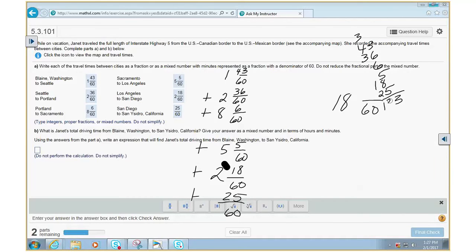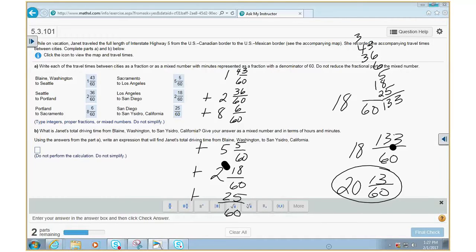That's right. 18 and 133 over 60. Well, 60 will go into 133 twice, and that'll leave 13. The 2 will go over to 18. 20 and 13 over 60. And 13 is prime, so that's it.